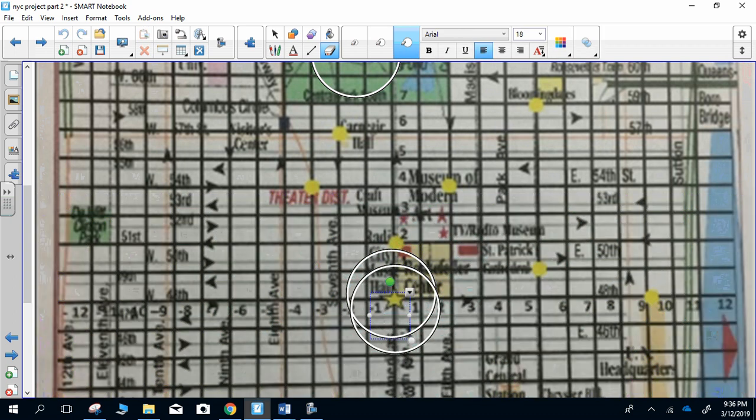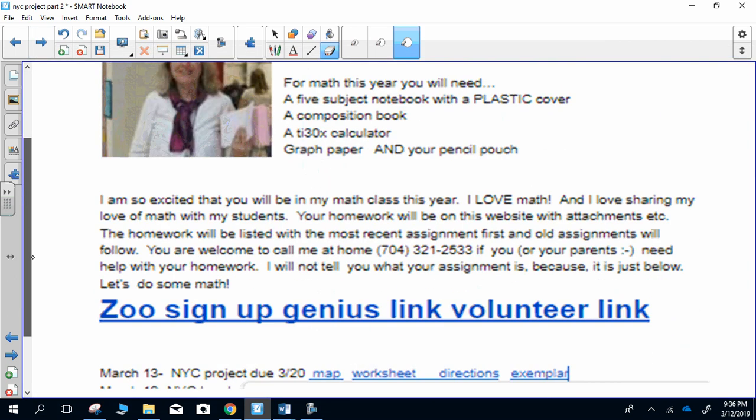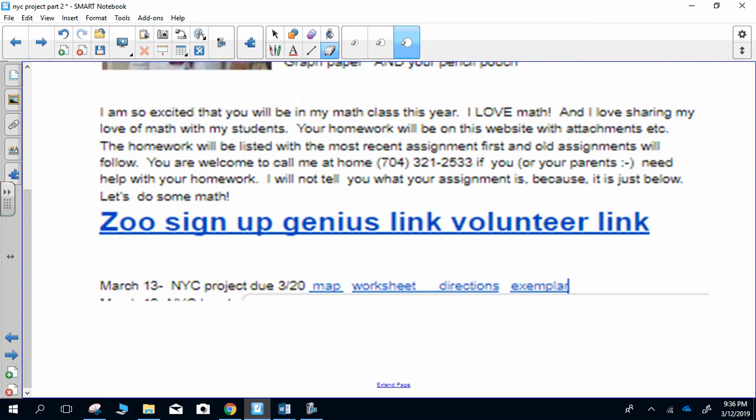So let's talk about resources you have available to you. On my website, under homework, I have these links. I have a link to the map, a link to the worksheet that you got today in class, a link to the directions you got today in class, and a link to the exemplar. The exemplar is a project that someone did for Mrs. Miller a couple years ago, and it shows you everything that you're going to need in your project. Don't copy their project, but you can look at what it needs to look like.